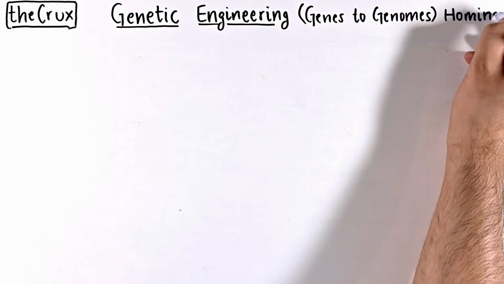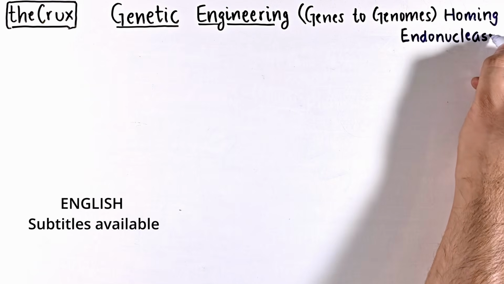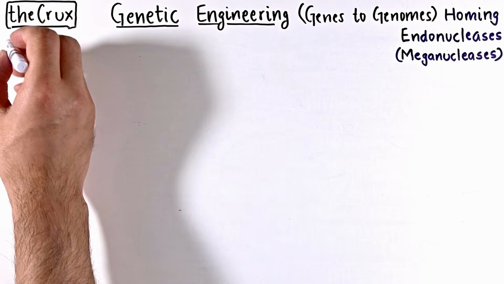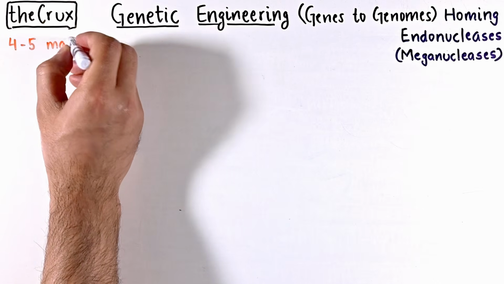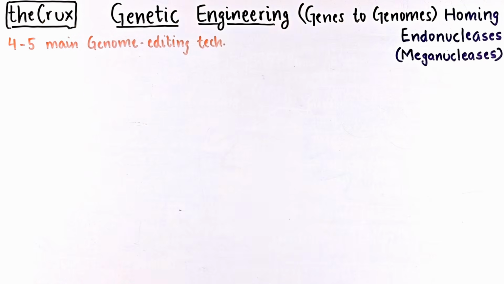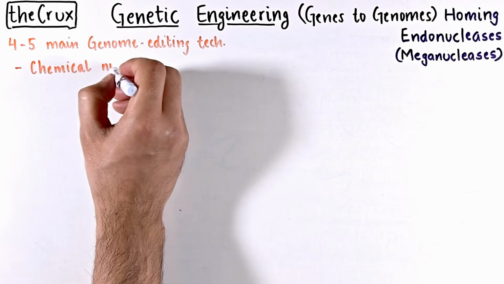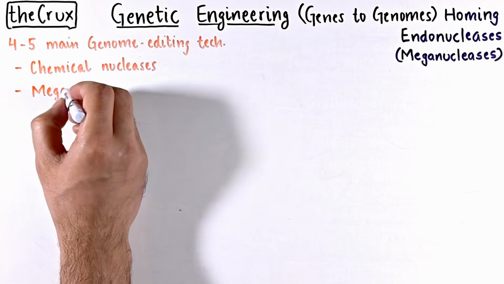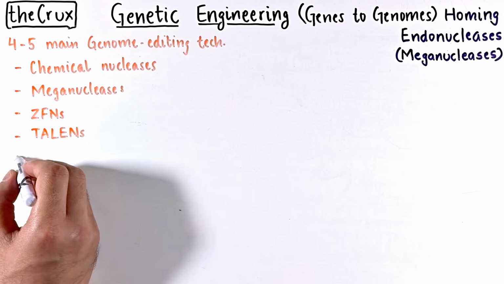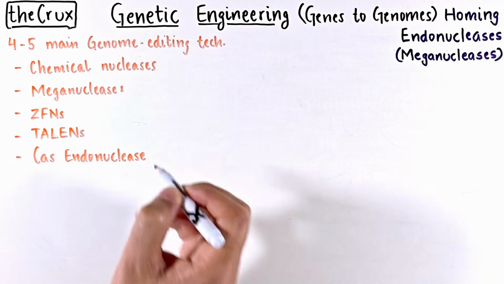This video on homing endonucleases or meganucleases is largely a tribute to a genome editing technology from the 90s. Currently, we know of 4 to 5 major genome engineering technologies. They either involve chemical nucleases, meganucleases, zinc finger nucleases, TALENs, or everyone's favorite, the CRISPR-associated nucleases.